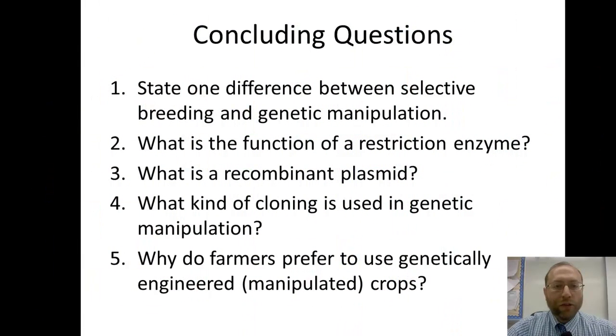Now we come to our concluding questions. Number 1, state one difference between selective breeding and genetic manipulation. Number 2, what is the function of a restriction enzyme? Number 3, what is a recombinant plasmid? Number 4, what kind of cloning is used in genetic manipulation? Number 5, why do farmers prefer to use genetically engineered, or another way of putting it, genetically manipulated crops?